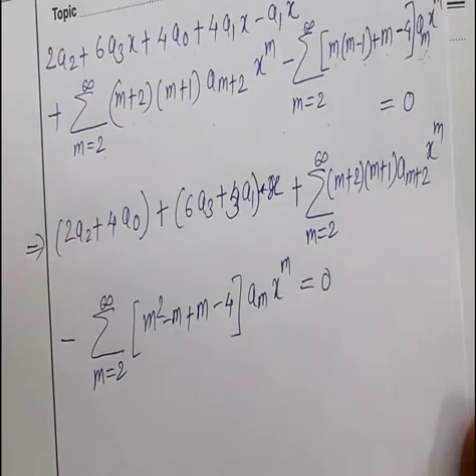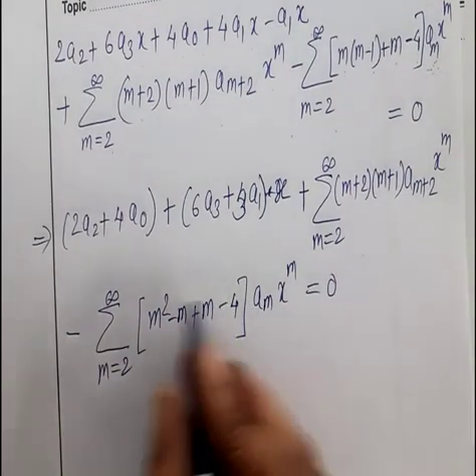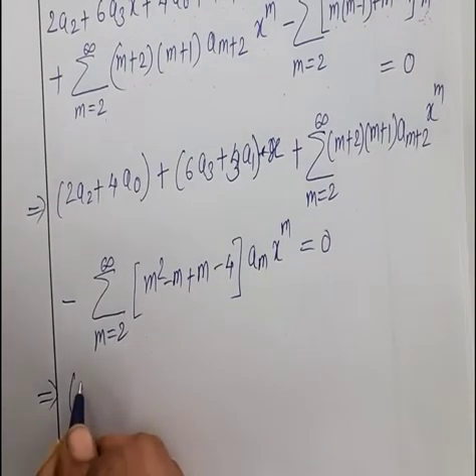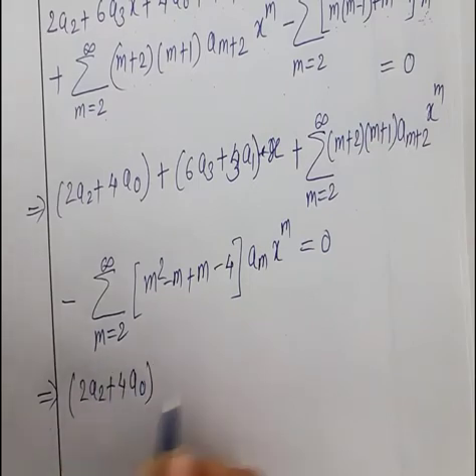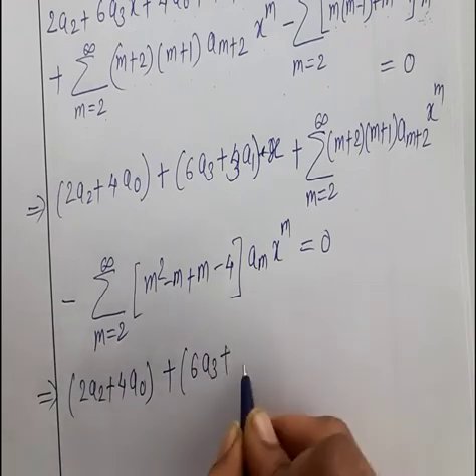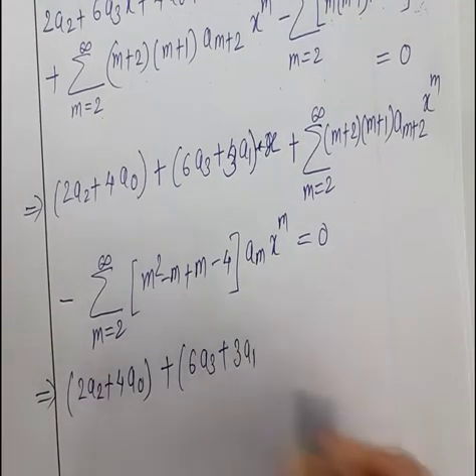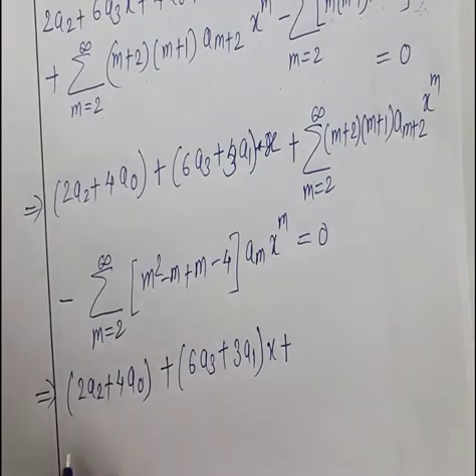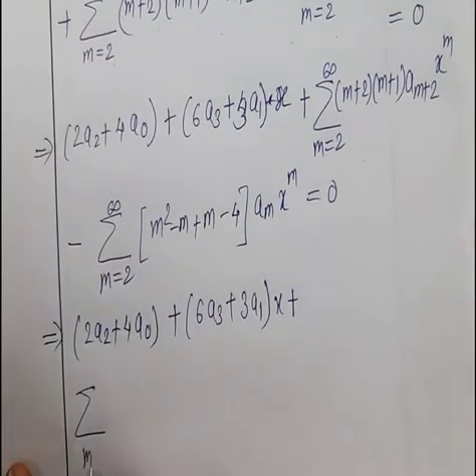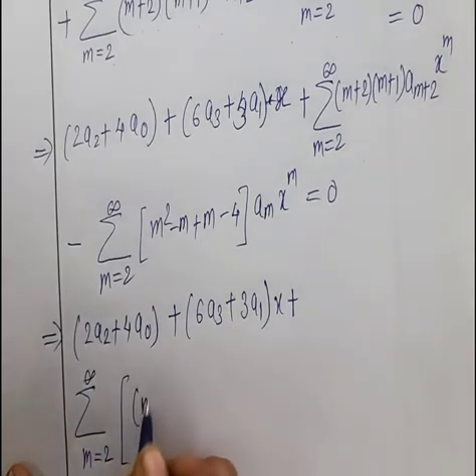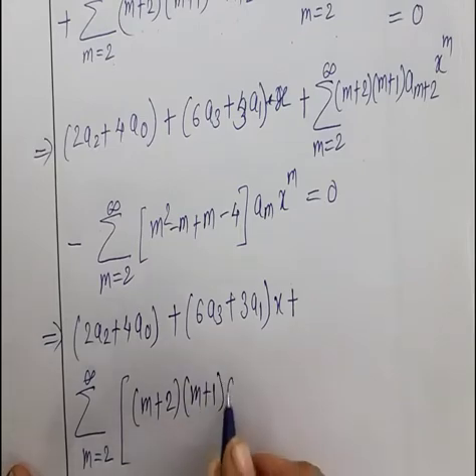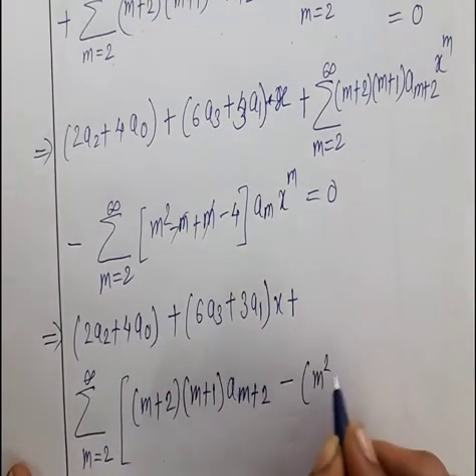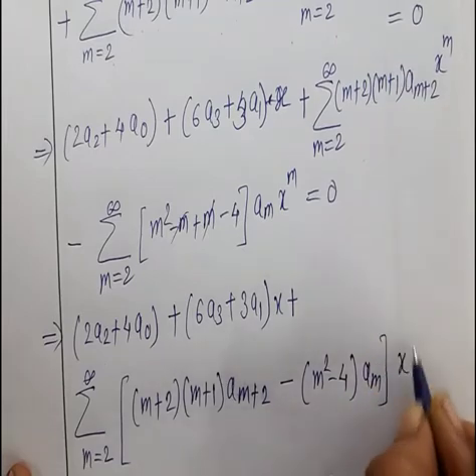So this is 2a0. Now equating all the terms, first we write one more step here, which is 2a2 plus 4a0 plus 6a3 plus 3a1 multiplied by x plus, now combine all powers of x to the power m, so it becomes summation m equal to 2 to infinity of (m plus 2)(m plus 1) a(m plus 2), the m m gets cancelled, minus (m square minus 4) multiplied by am multiplied by x to the power m is equal to 0.